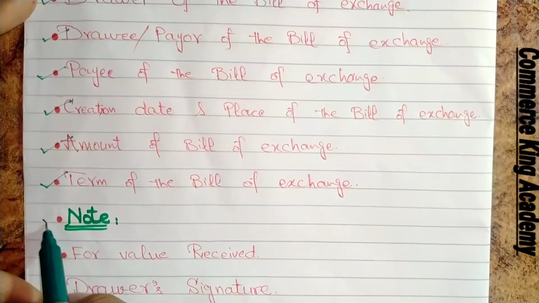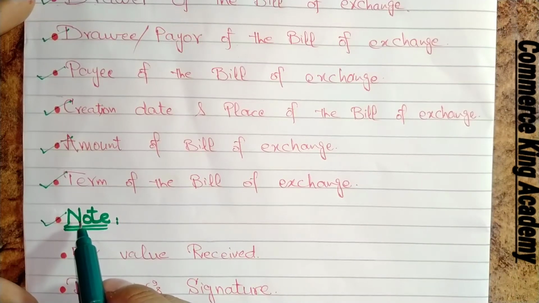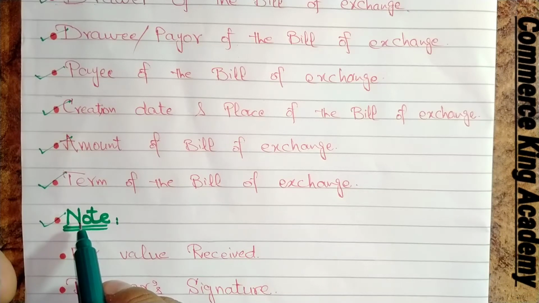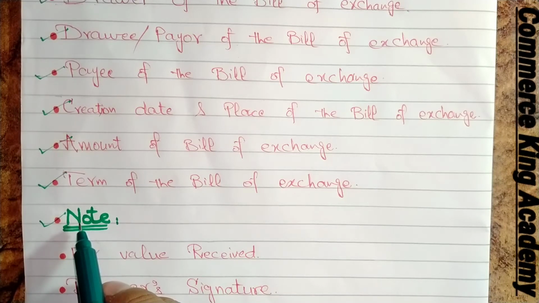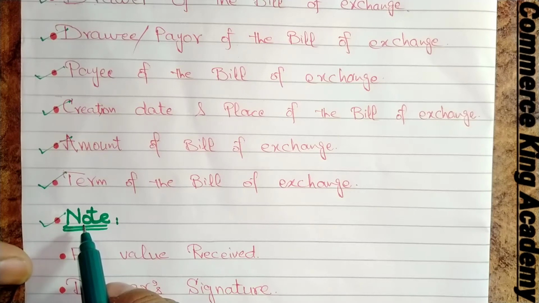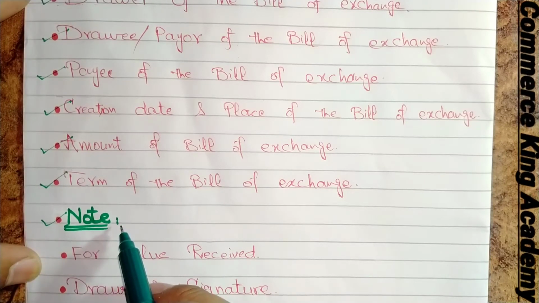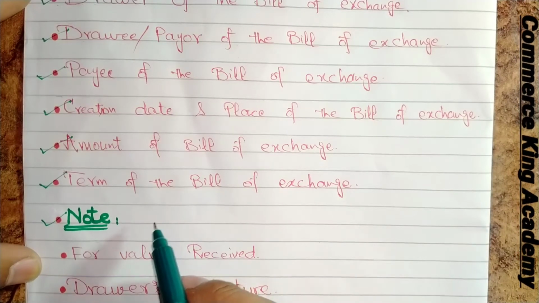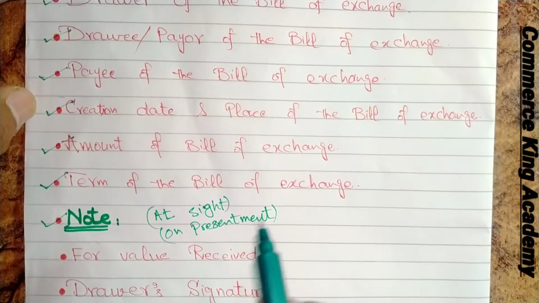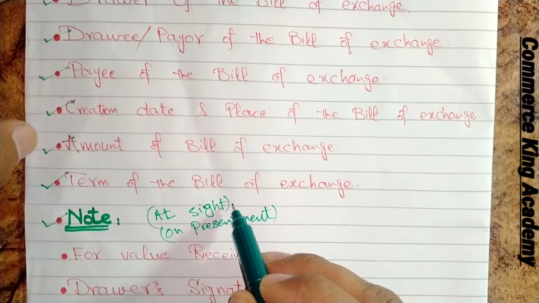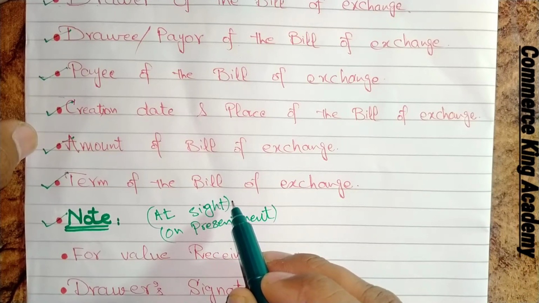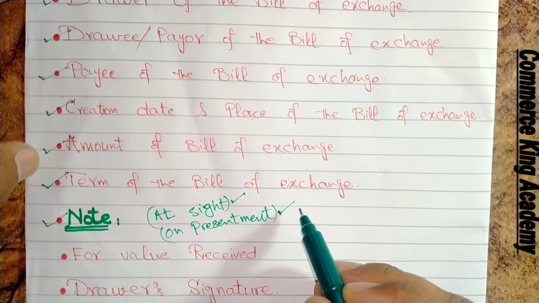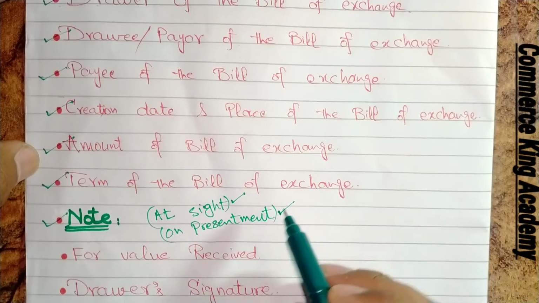Note that a bill of exchange may not contain a date at all. This is the case for a bill of exchange payable on demand. Okay? So you must mention on the bill "at sight" or "on presentment". These are the words you must mention on the bill if the due date is not mentioned: at sight or on presentment of the bill of exchange. We can say simply payable on demand. Understand?